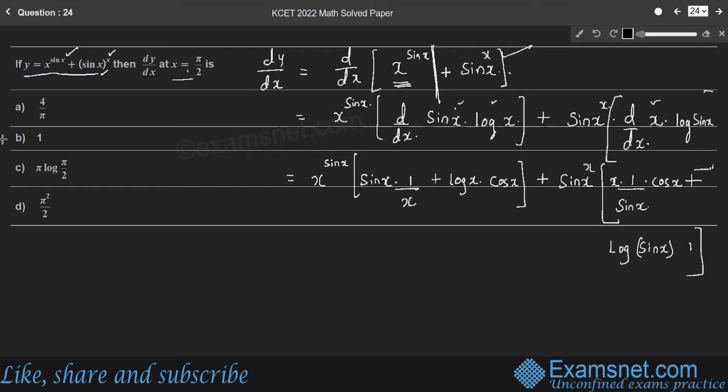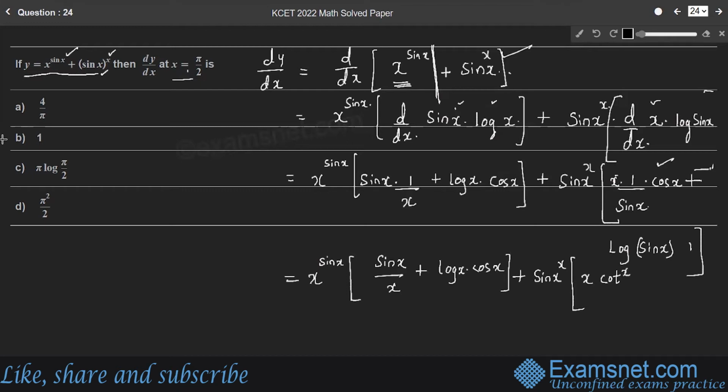right? Therefore, directly you can simplify it. Otherwise we'll take one more step. X raised to sine x into sine x by x plus log x into cos x plus sine x raised to x into, so here x into cos x by sin x, which becomes x into cot x. Cos by sin is cot, plus log of sin x.